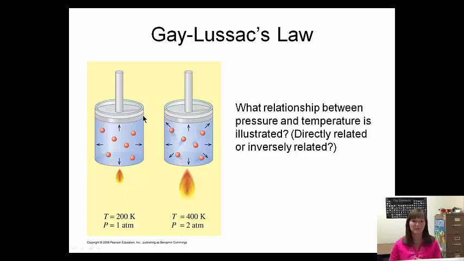So we're holding our piston constant, or glued at this height. The temperature is 200 Kelvin, 1 atmosphere pressure. I double the temperature, I crank up the heat to 400 Kelvin. What happens to the pressure? Well, the pressure is also going to double. Remember, the pressure is defined as the force exerted by the particles along the inside of the container.